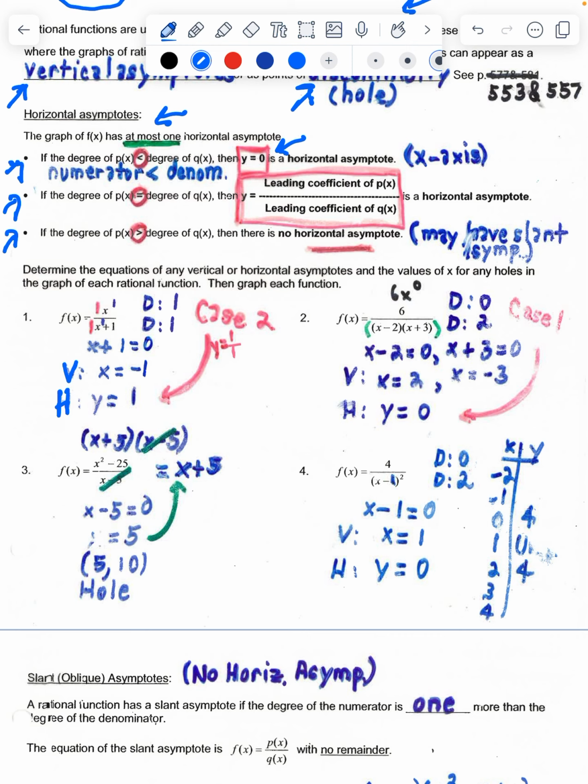So the degree of the numerator is 1. That's the power that x is raised to. That is also the degree of the denominator. The d stands for degree.